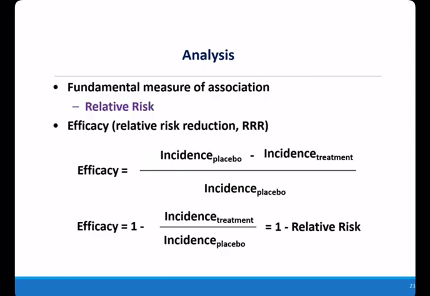So the fundamental measurements of the association between the intervention and the studied outcome include the relative risk and the absolute risk difference. The relative risk can be considered as the efficacy result. That can be calculated using the relative risk reduction. And relative risk reduction is defined by using the incidence in the placebo group minus the incidence of the disease outcome in the treatment group, divided by the incidence in the placebo group.